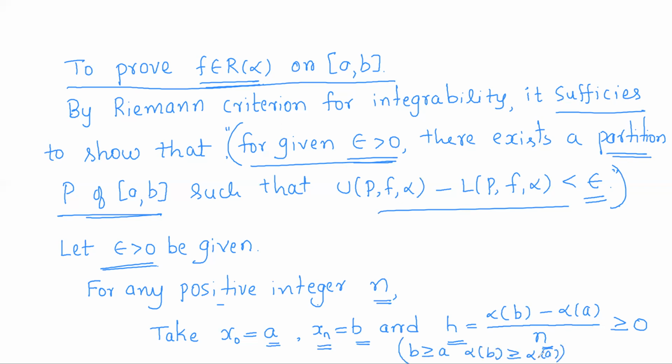So as alpha of B is greater than or equal to alpha of A, the difference alpha of B minus alpha of A will be non-negative. So a non-negative number divided by a positive number is always non-negative. So h is non-negative.